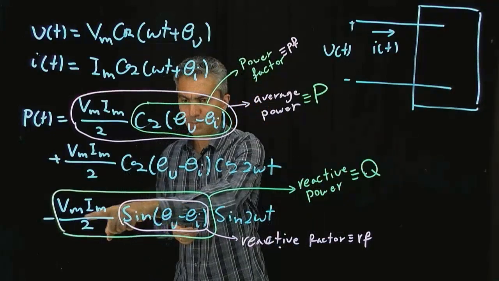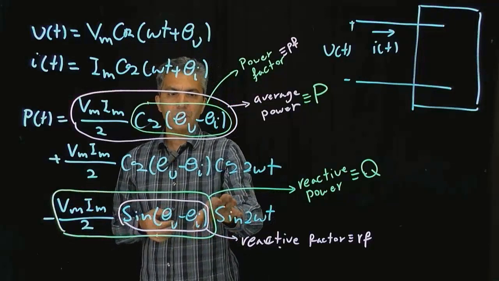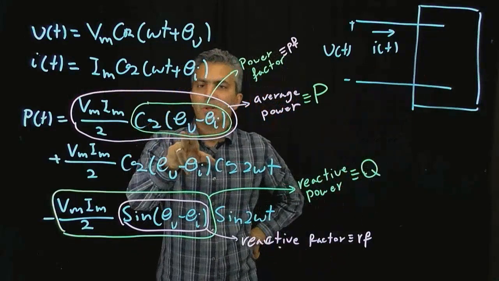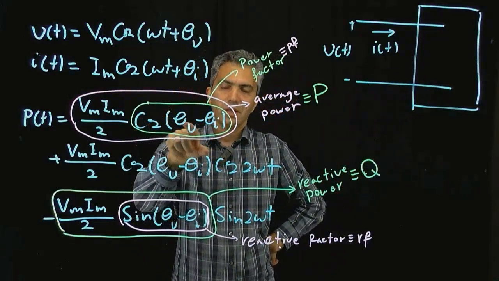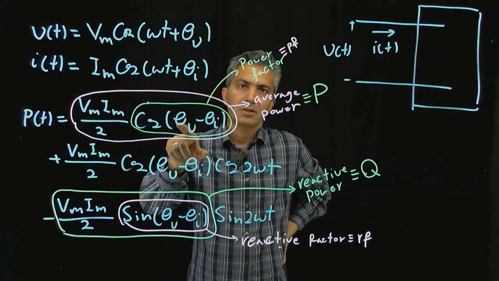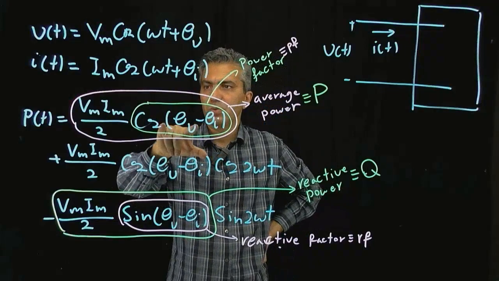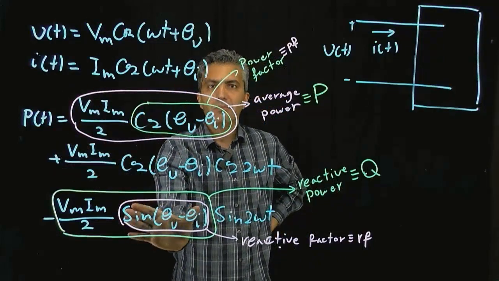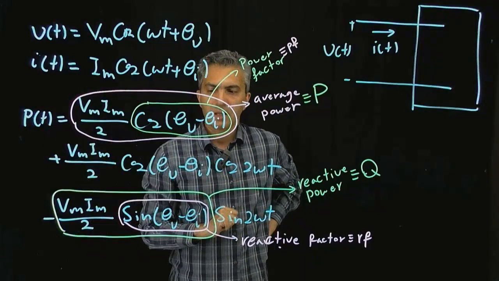In other words, once the resistor takes the electrical energy and turns it into heat, it's gone from the electrical domain. This portion of the power, on the other hand, we can recall in the case of an inductor where theta V minus theta I was 90 degrees. In other words, the voltage in an inductor is 90 degrees ahead of the current. Then cosine of this value would be 0, so that term was gone, and the only remaining term would have been this third term in the instantaneous power.